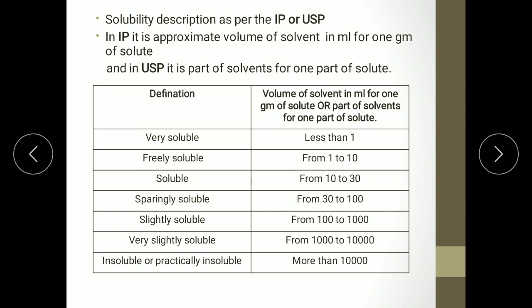Here one thing remains common, that is the solute concentration, 1 gram or 1 part. Only the solvent concentration changes. Okay, these 7 classes you have to keep in mind: very soluble, freely soluble. You have already studied this while studying monographs; this is like a revision part.